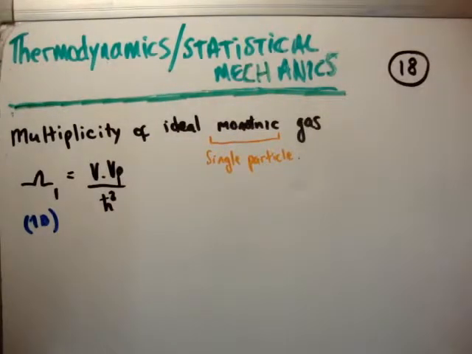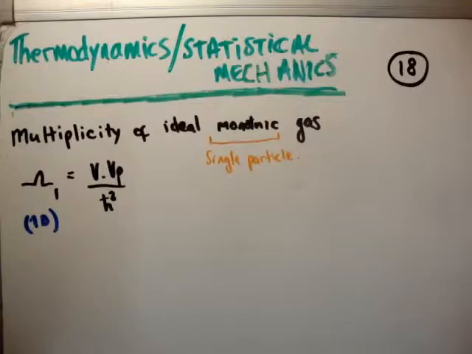Now, in the previous few videos, I went down a side road and I discussed the Taylor and MacLaurin series. I discussed the binomial theorem, and I also discussed Stirling's approximation. So we want to come up with the multiplicity of an ideal gas with one particle. So what does multiplicity mean? It means the number of different states the particle can be in.